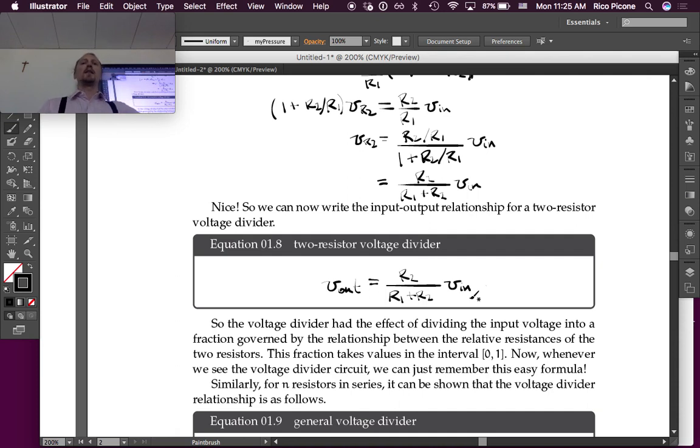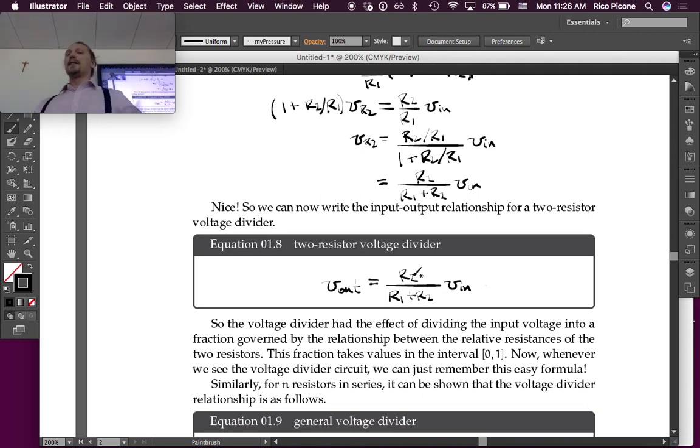So let's just commit this formula to memory by remembering that the output voltage is going to be the same as the input voltage multiplied by this fraction, which is just the resistance of the resistor the output is taken from, divided by the sum of the resistances. So if you can just remember that. I don't like memorizing, but this one is important enough to memorize, because I also don't like rederiving that formula every time either. But it's up to you.